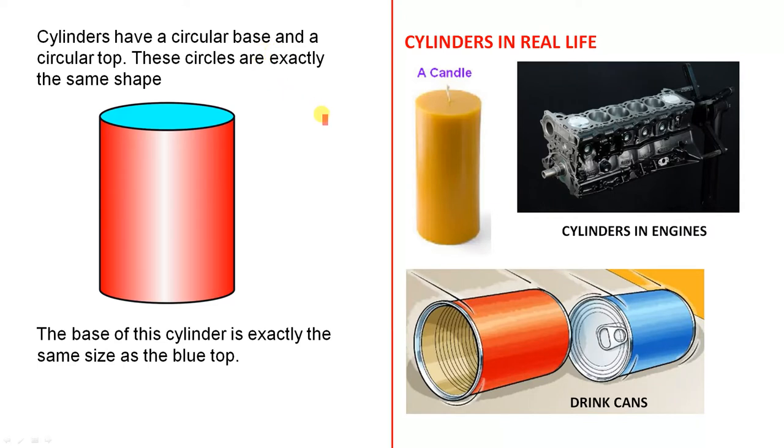Cylinders have a circular base and a circular top. These circles are exactly the same shape. So the base of this cylinder is exactly the same size as the blue top.